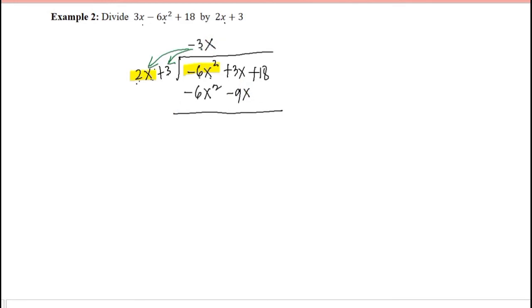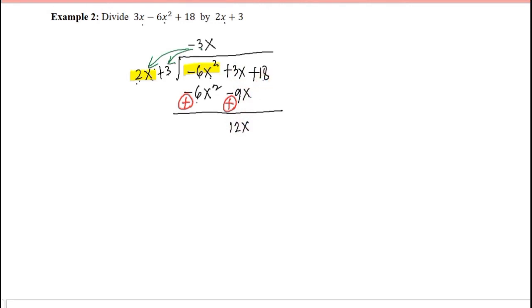Since we are subtracting here, we change the sign and proceed to addition. So we would have here negative 6x squared plus positive 6x squared. So that's 0. 3 plus 9 is 12. Just copy the x.